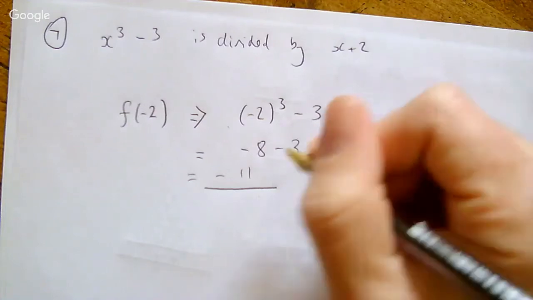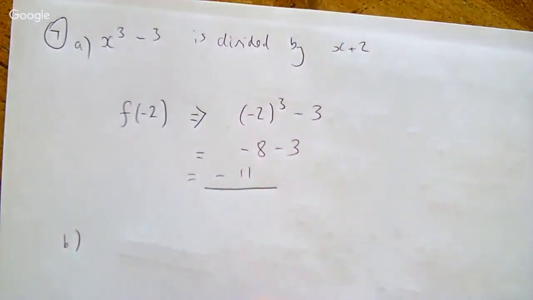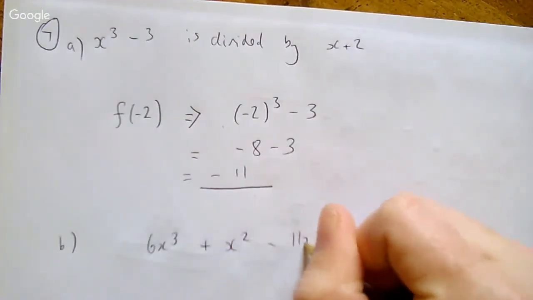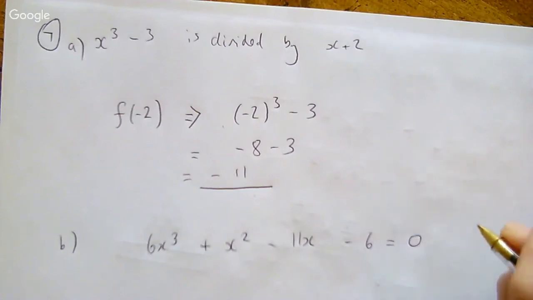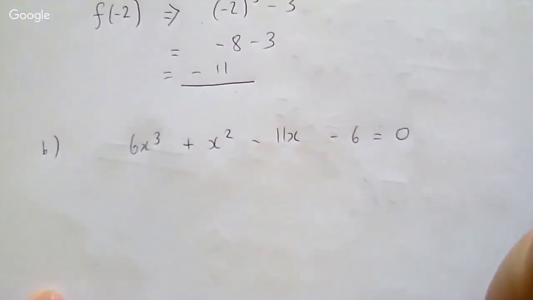Okay, part B tells me to solve the equation 6x cubed plus x squared minus 11x minus 6 equals 0. So from here, I need to go and find a factor, and the way that you find a factor is you just start subbing in some numbers.